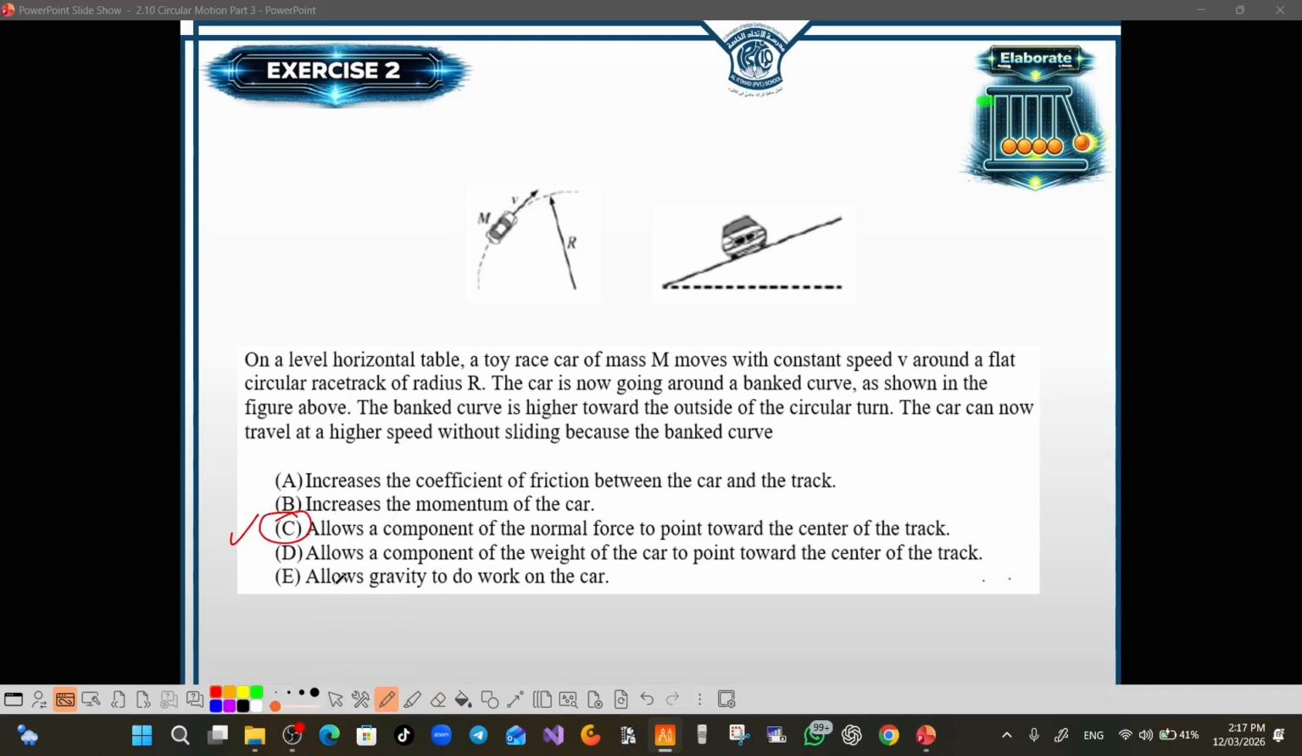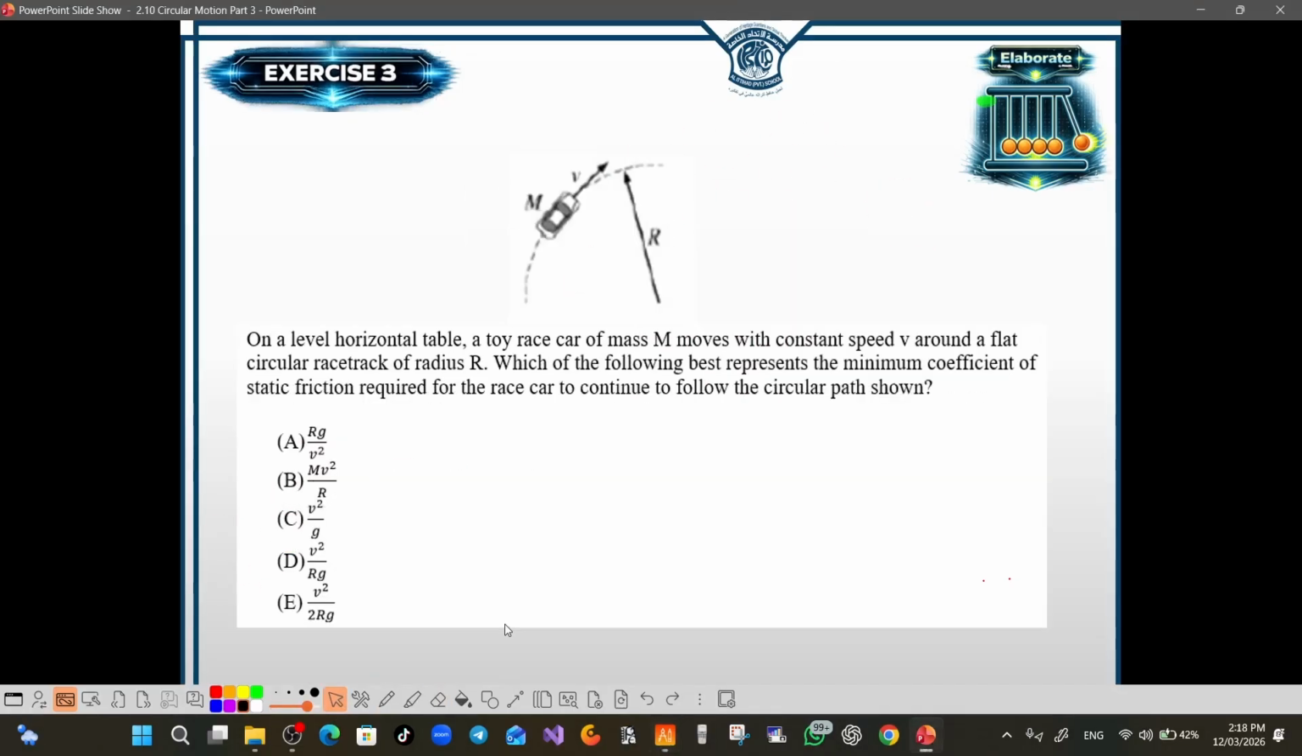Why is it not D or E? Because both of them are talking about gravity, and gravity has nothing to do with them because gravity is completely aligned with the vertical axis and it won't affect anything acting in the centripetal direction. So gravity has nothing to do with this kind of problem.